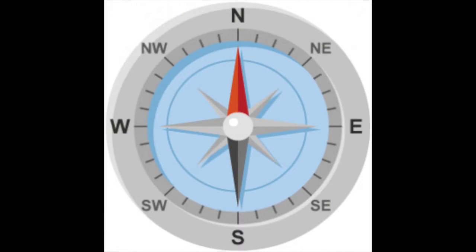Going on, we are also able to locate places using the 4 cardinal directions, which you are able to find on a compass such as this one. Starting from top to bottom you see north and south, and then from left to right you see west and east.